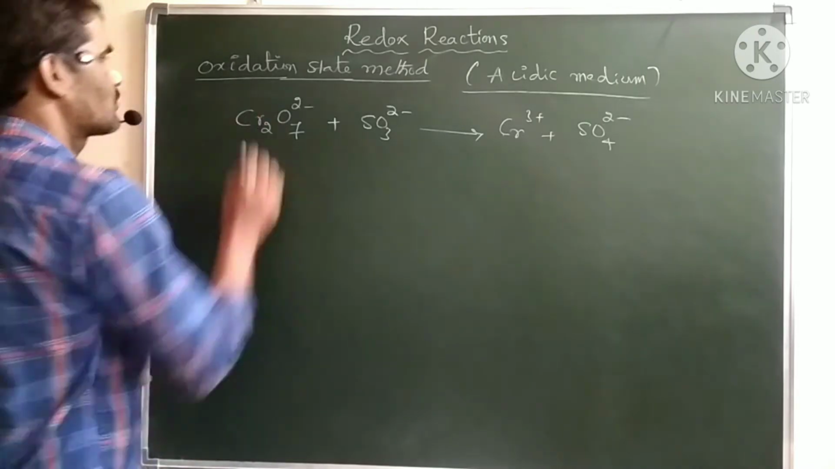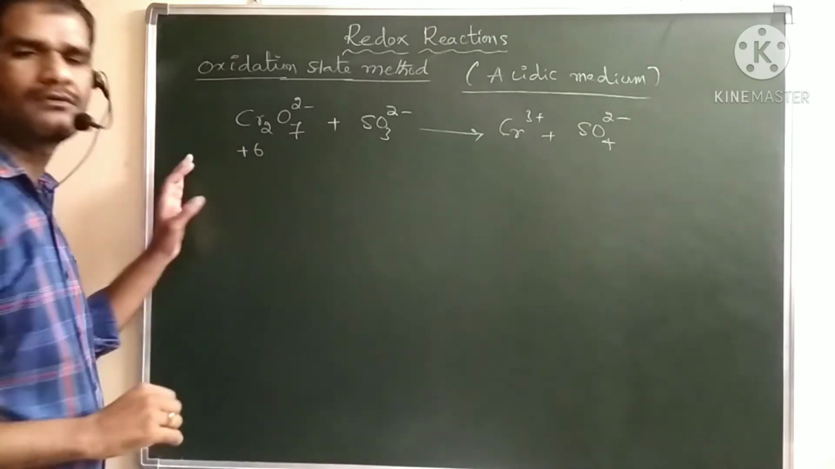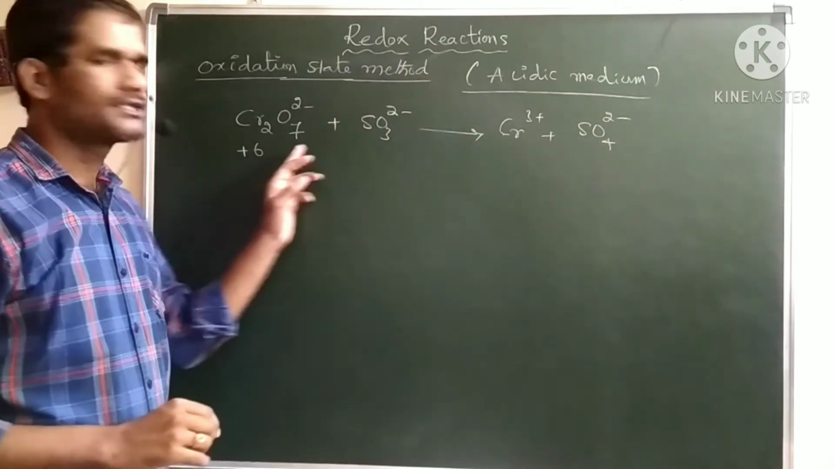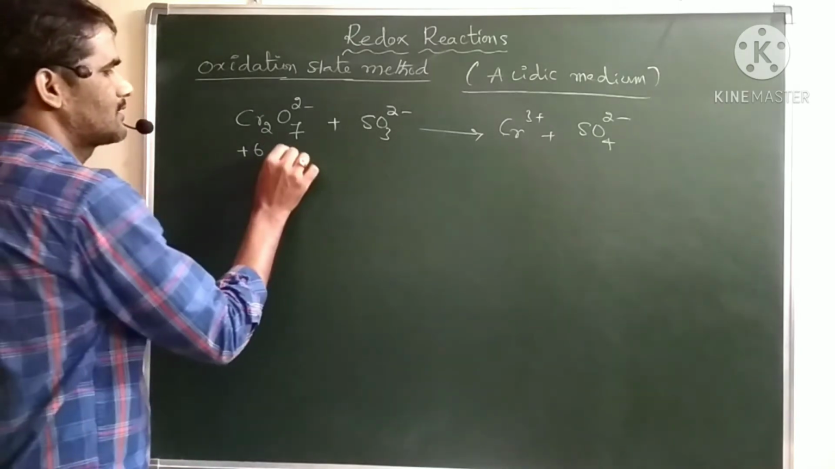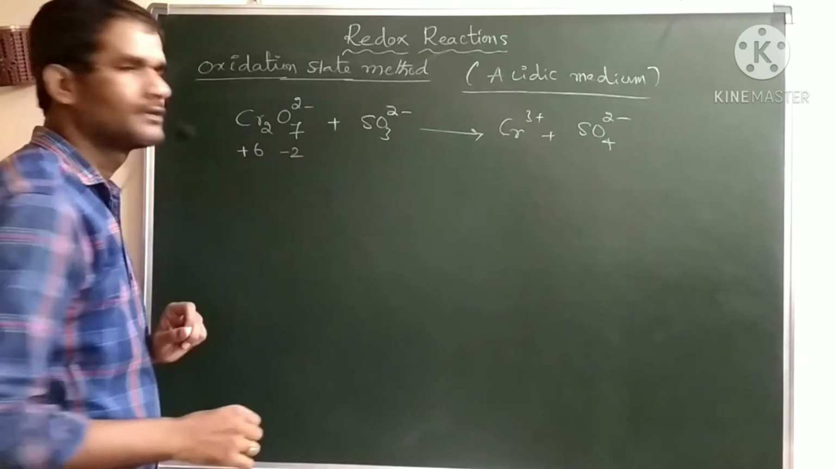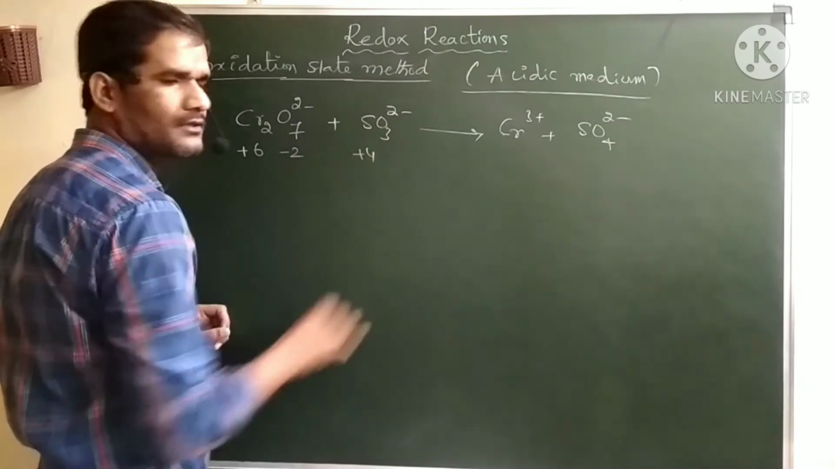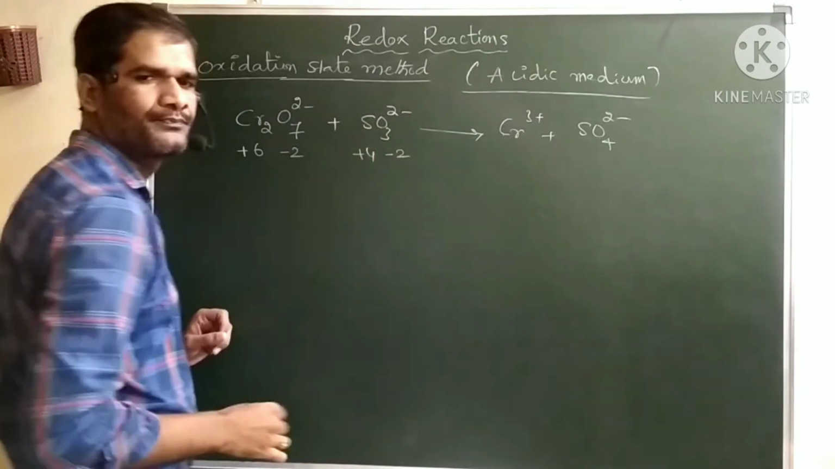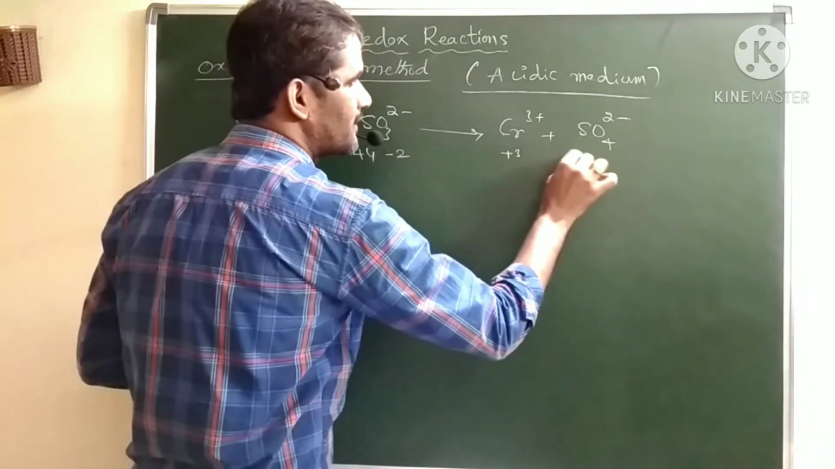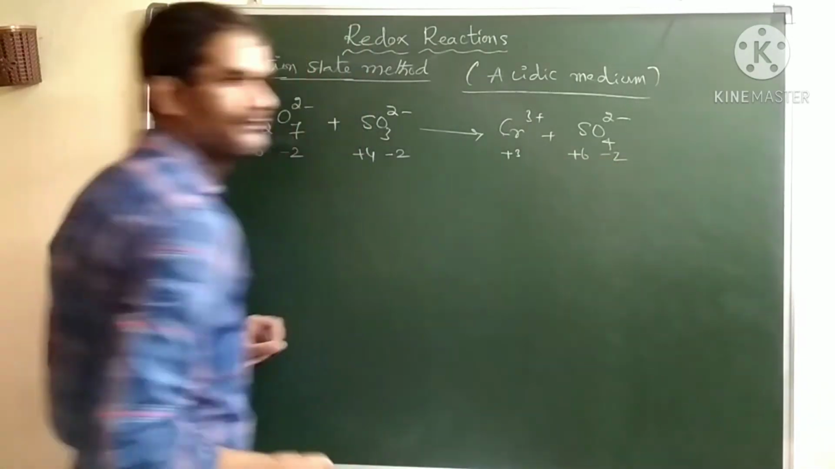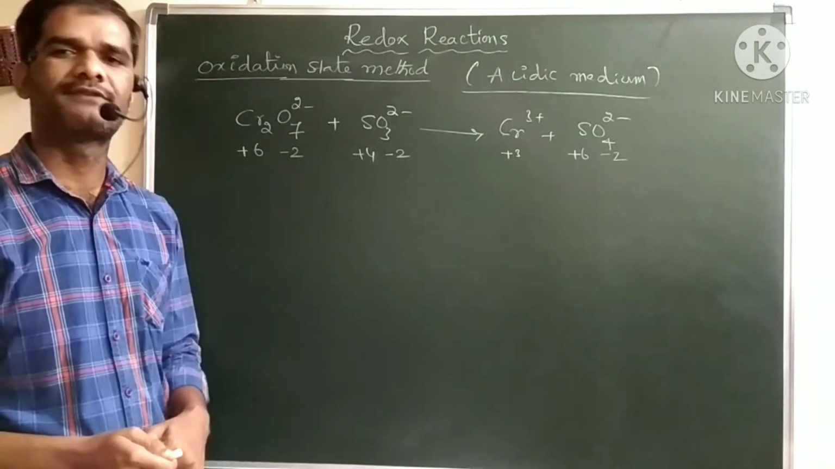Let us take here the chromium case, the oxidation state of chromium is plus 6. First we have to calculate the oxidation state of each element. Here chromium plus 6 and oxygen minus 2. And here sulfur plus 4, oxygen minus 2. And here chromium plus 3. And the sulfur plus 6, oxygen minus 2. From this now you can identify which is the oxidizing species and which is the reducing species.